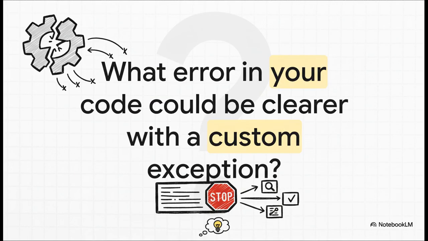So I'll leave you with this final thought to chew on. Think about a project you're working on right now. I guarantee there's a generic ValueError or Exception you're catching somewhere that could be transformed into a specific, much more meaningful custom exception. Try it out. It will make your code better instantly.